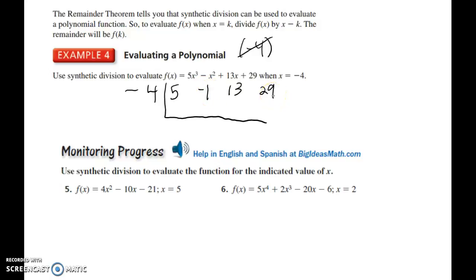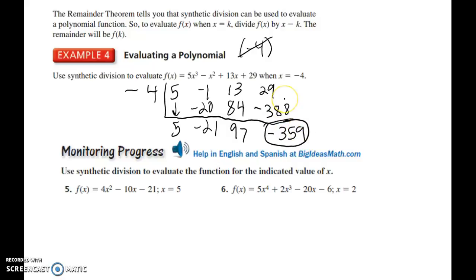I didn't need any zeros. Let's complete synthetic division. Carry the 5 down, multiply to write the next number up, add down. Multiply -4 times -1, or rather -21, sorry, add down. Multiply -4 times positive 97, you get -388. Add them down, we get -359. Our remainder is our answer. So when we plug -4 into the function, you can do this with a calculator, putting -4 in for all the x's, or you can complete synthetic division. Either way, your answer will be -359.